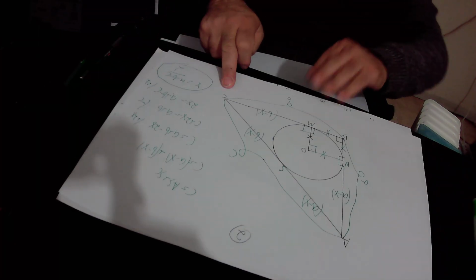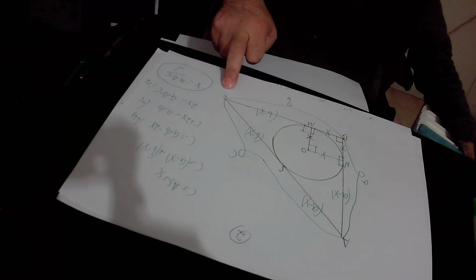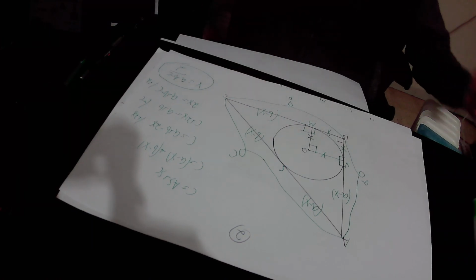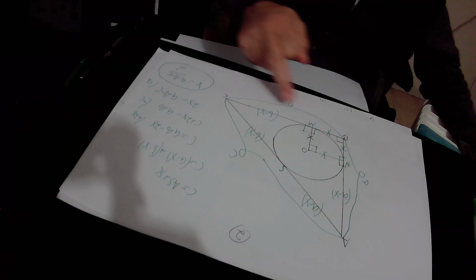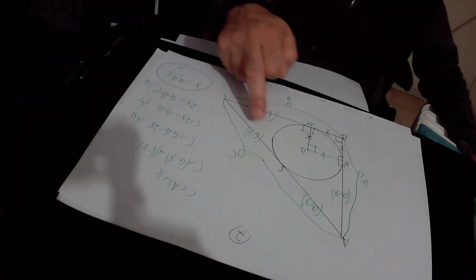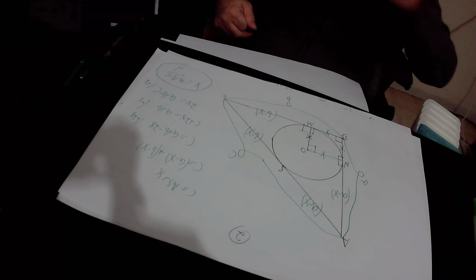Likewise, if we focus on the common standpoint point C, from point C we have two tangents to the circle, tangent CM and tangent CS. According to rule number 2, they must be equal to each other. That is to say, CM equals CS. But CM is B minus X, therefore CS must also equal B minus X.